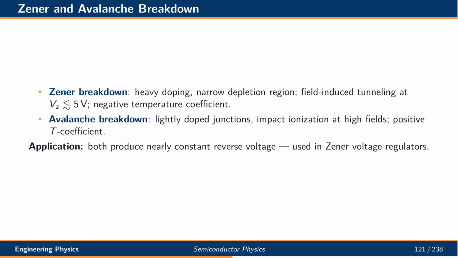At sufficiently high reverse voltages, a p-n junction breaks down. In Zener breakdown, heavy doping and a narrow depletion region cause field-induced tunneling at voltages below about 5 volts, with a negative temperature coefficient. In avalanche breakdown, lightly doped junctions experience impact ionization at high fields, with a positive temperature coefficient. Both produce a nearly constant reverse voltage, which is the basis of Zener voltage regulators.